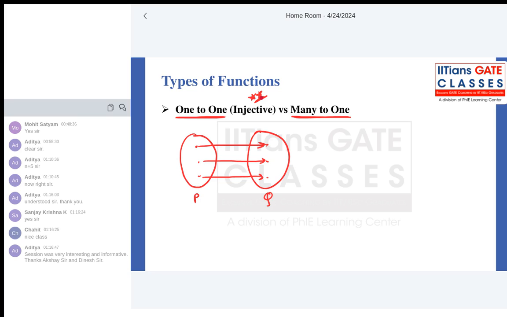And as the name suggests, many-to-one will be something of a similar sort, but in this case, two elements in your domain will map to a single element in your range or codomain. Depends on how strict you want to use those terms. So that is one type of classification.